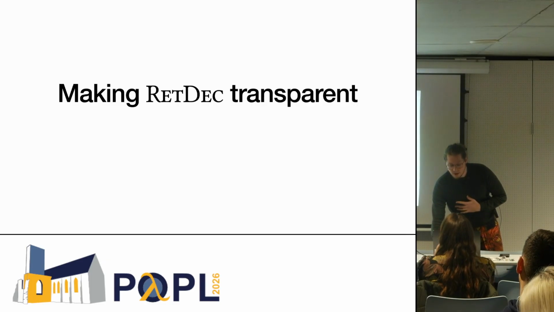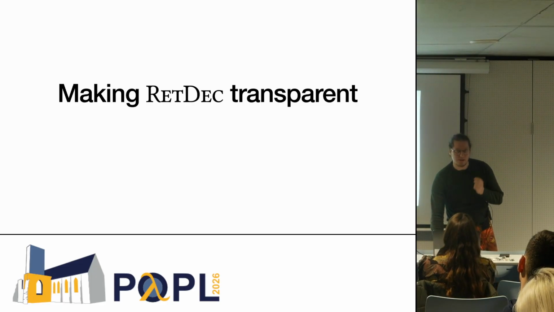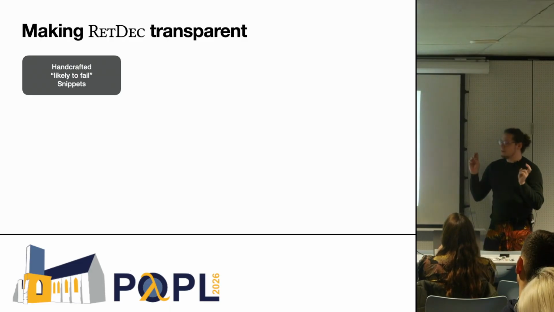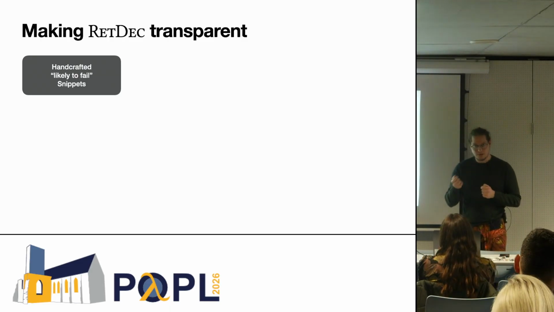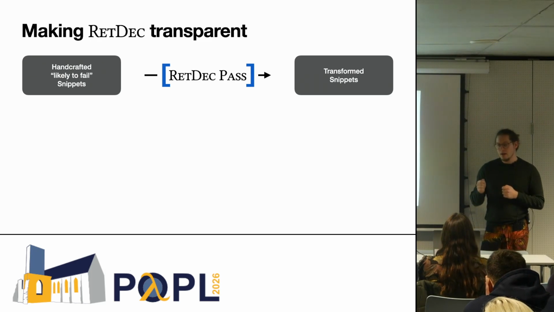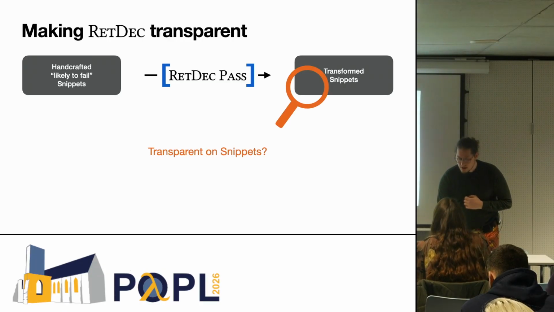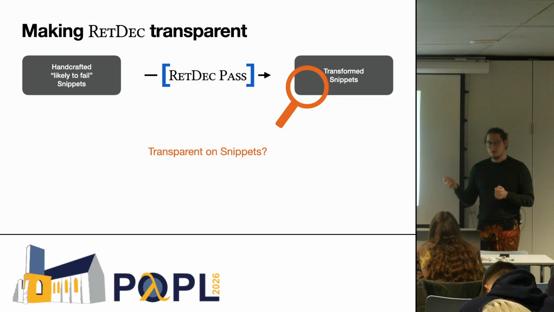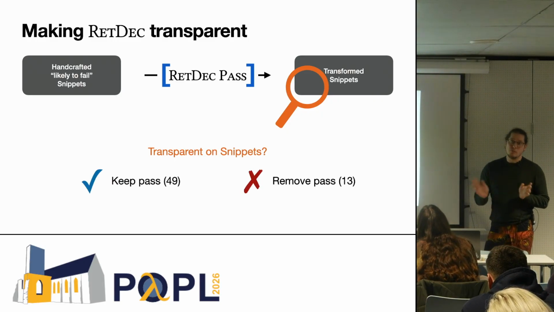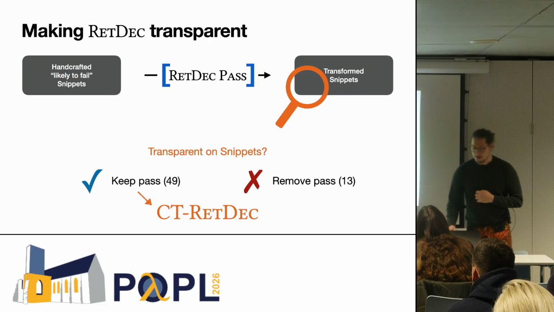So what we decided is to take RetDec, the decompiler, and make it more transparent. I'm saying transparent here, but it is only more transparent because we do not have guarantees. So we started with handcrafted likely-to-fail snippets because we already tested the tools and found examples where they fail. And we took every pass of RetDec individually and let it run on the snippets. And then we analyzed the resulting snippets: did this pass behave transparently on our snippets? If yes, we kept the pass, and if no, we removed the pass from RetDec. And then we called that thing CT RetDec, the passes that survived.